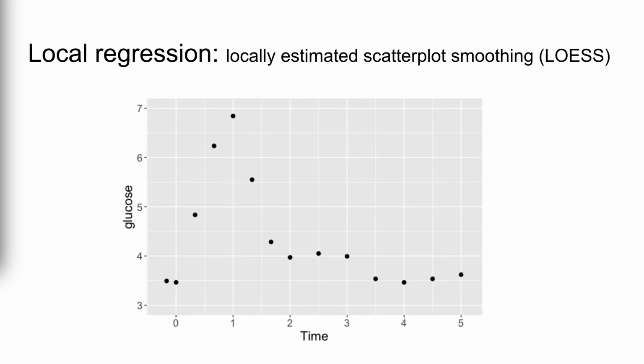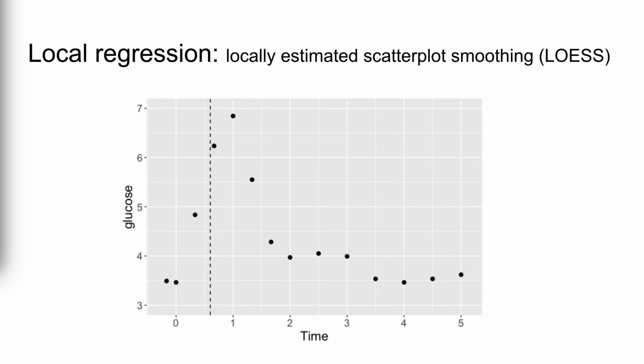Local regression offers a more nuanced and sophisticated non-parametric regression approach. There are various approaches to local regression. We're going to focus here on the locally estimated scatterplot smoothing algorithm, or LOESS for short.